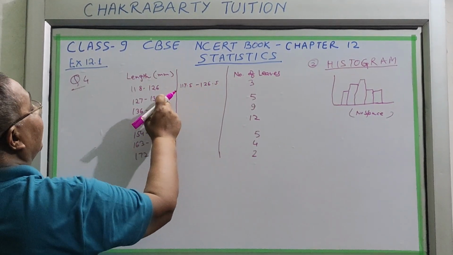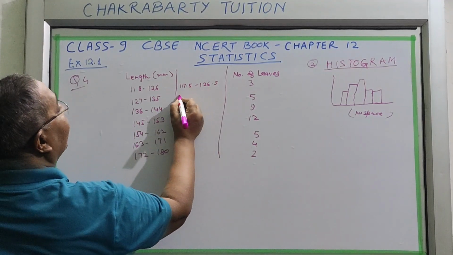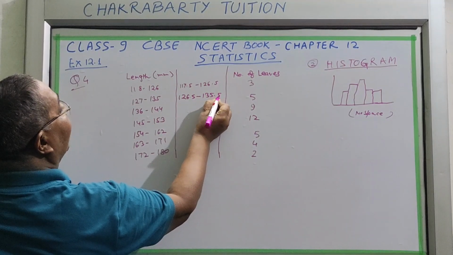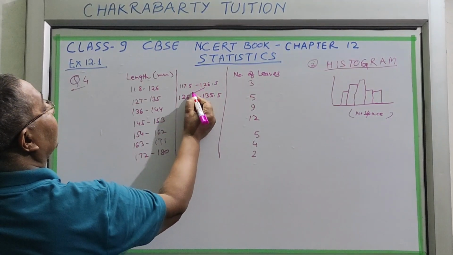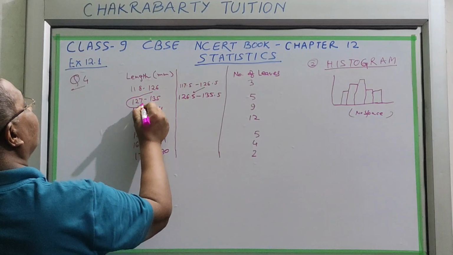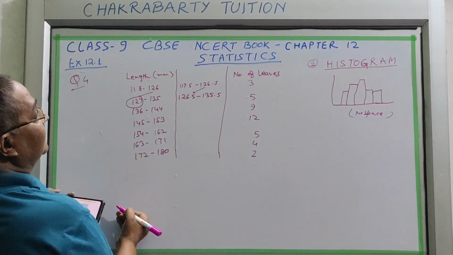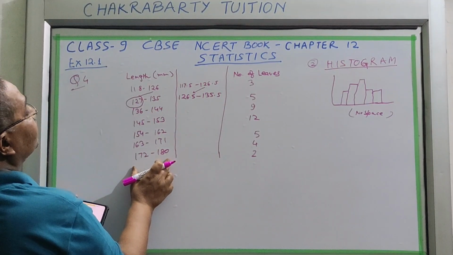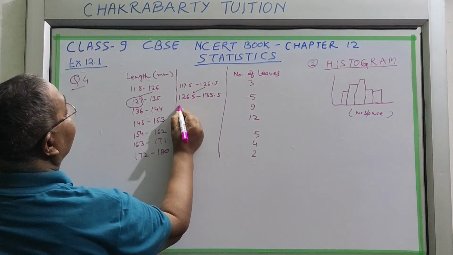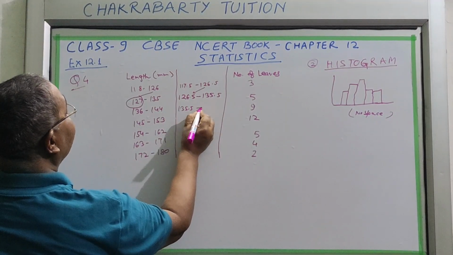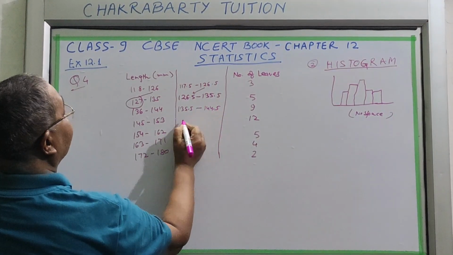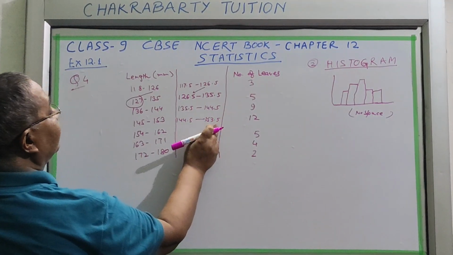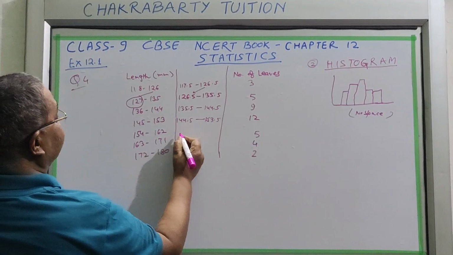Then it will become the same, and this will come here: 126.5 and 135.5. Now this is continuous because it is coming here. In this question it was not coming here, so it was not a continuous series. Now it is a continuous series. In this way we are going to change all the class intervals. Again 135.5 will come here, then 144.5, then 144.5, then 153.5. Here we are increasing and here we are decreasing.